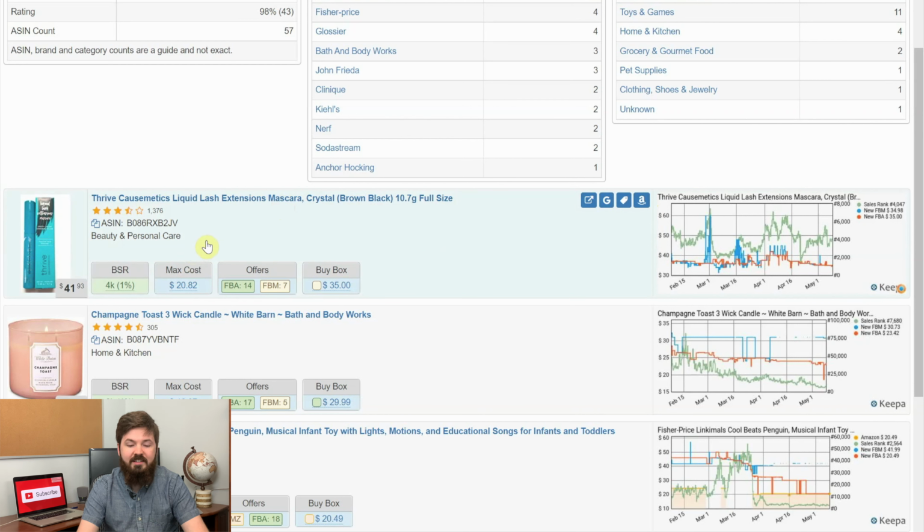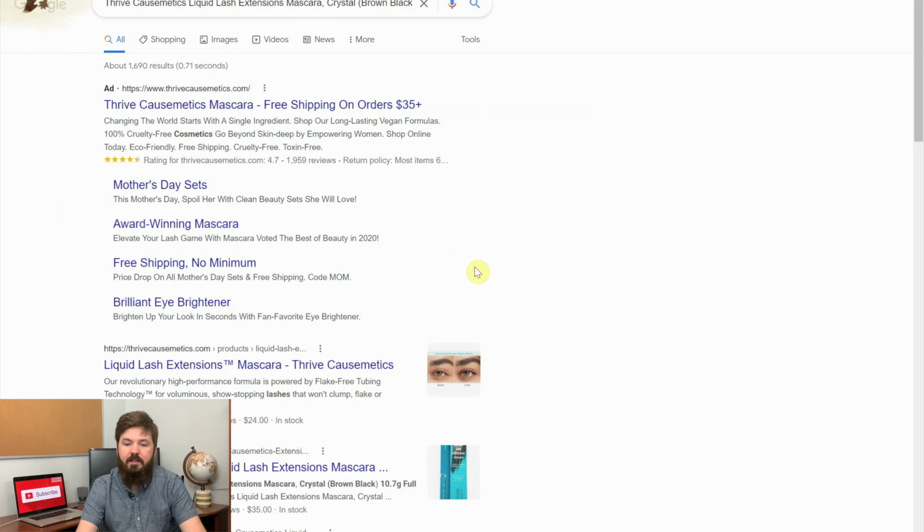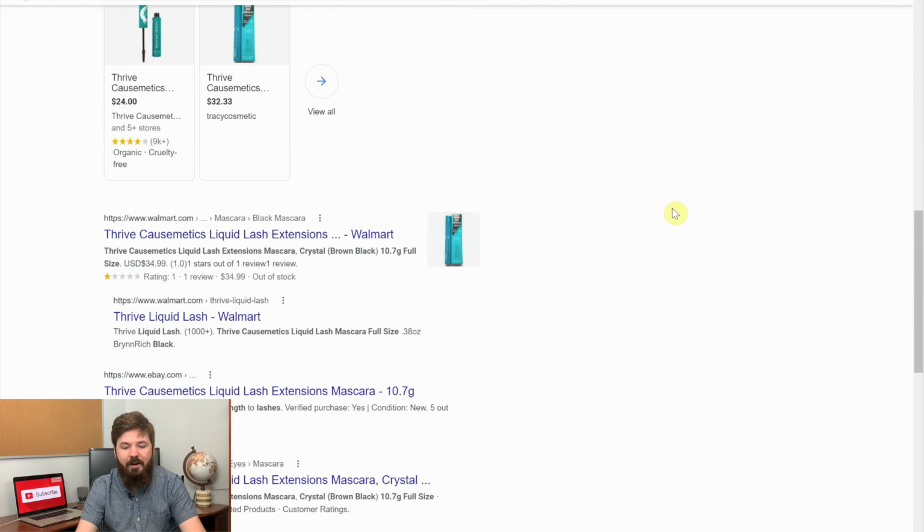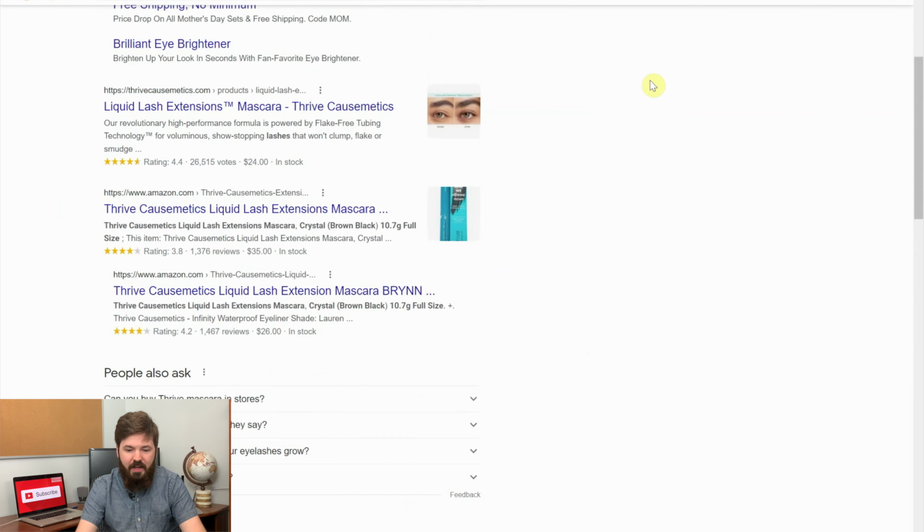So for this product, it has a max cost of $20, and I don't know this type of category that well. Maybe you could find this item for $20 or less, but the Keepa graph looks decent, so what we'll do is click Google. It'll open a new tab, and then you can start looking to see how much this product costs. You can see here from the website, it costs $24. At Walmart, it's $35. So most likely you can't find this product for under $20.